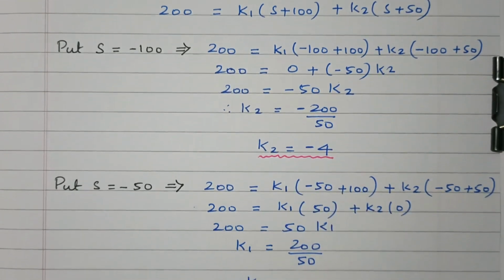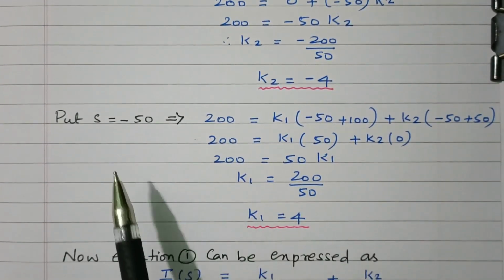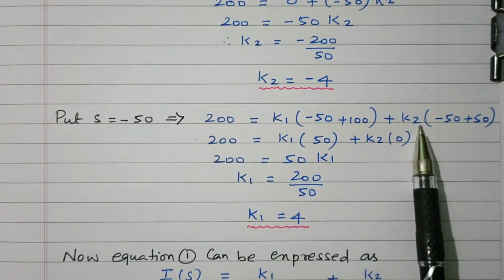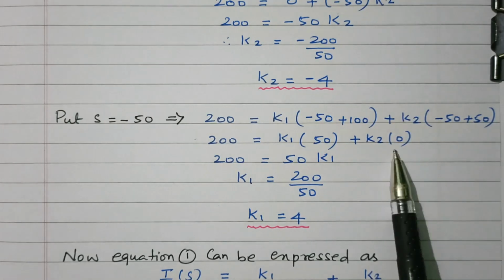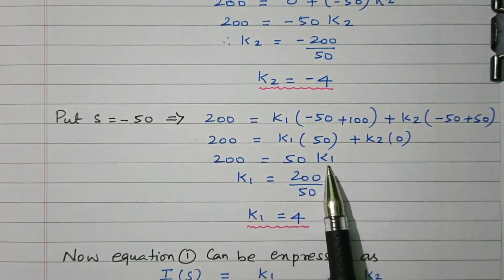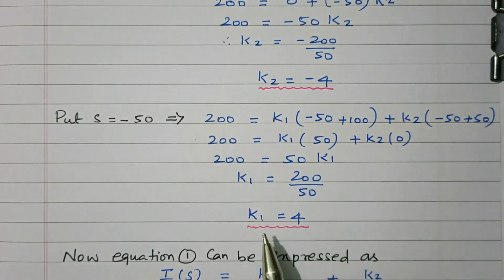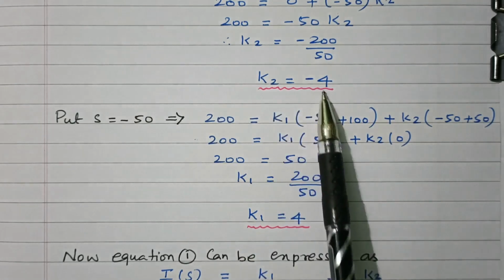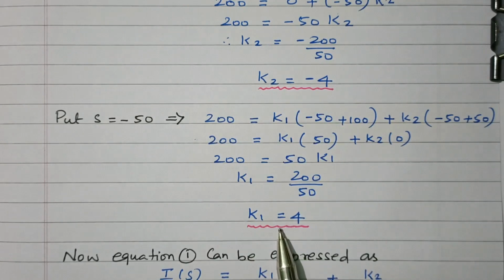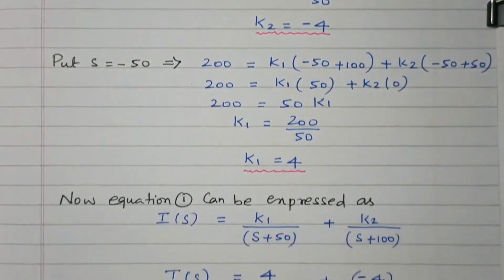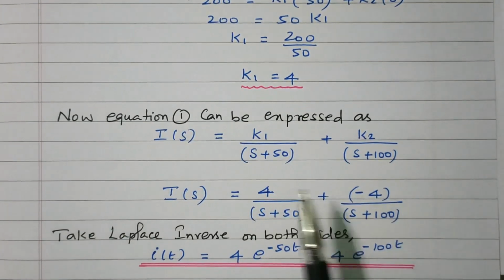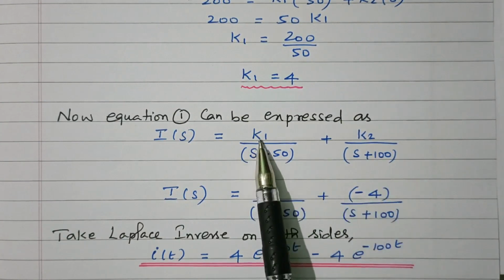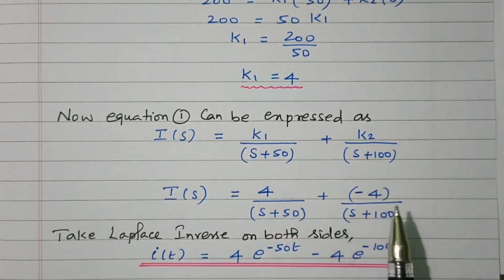Similarly, we can go for s equal to minus 50. So 200 equals k1 into minus 50 plus 100, plus k2 into minus 50 plus 50. So this term becomes 0. So 200 equals 50 k1. So k1 equals 200 by 50, k1 equals 4. So there k2 equals minus 4, k1 equals plus 4. Now we got both the values k1 and k2. So we can write equation 1 as k1 divided by s plus 50 plus k2 divided by s plus 100, with k1 equal to 4 and k2 equal to minus 4.